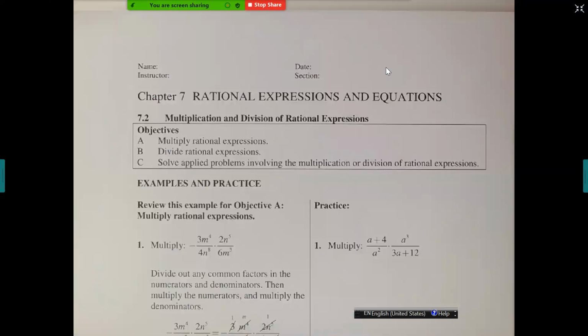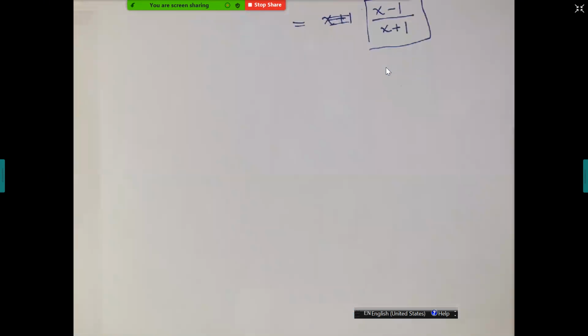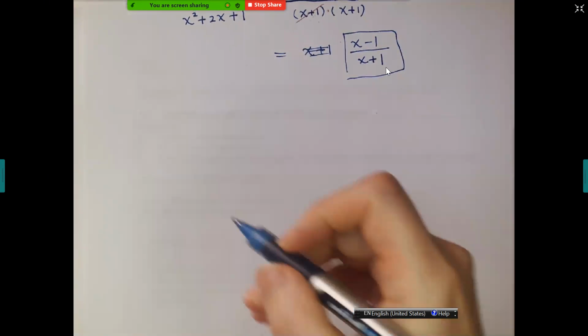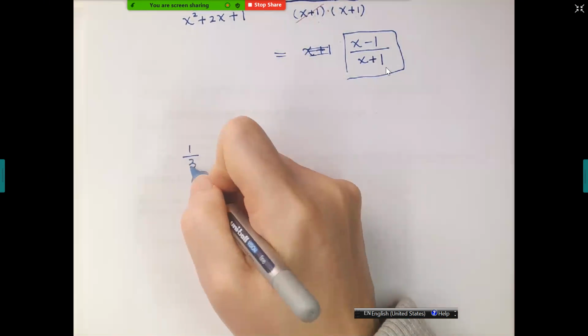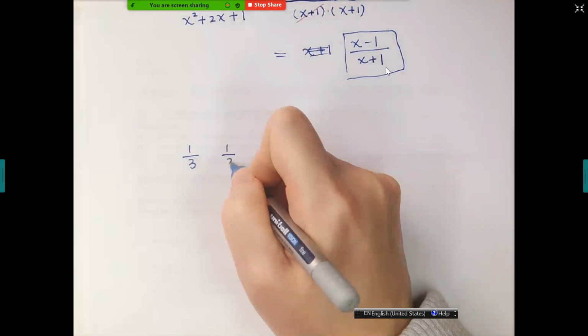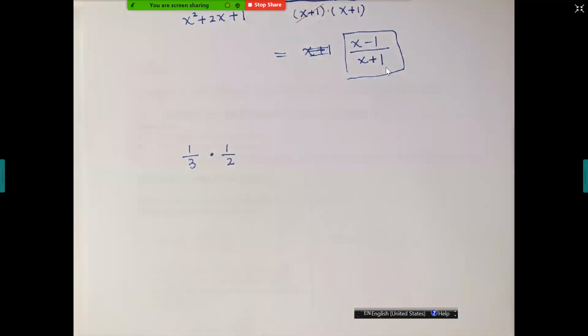In section 7.2, we are going to learn how to multiply and divide two rational expressions. And again, we'll start from the review of the fraction numbers. If I have two fraction numbers, 1/3 and 1/2, how do we multiply the two fraction numbers?